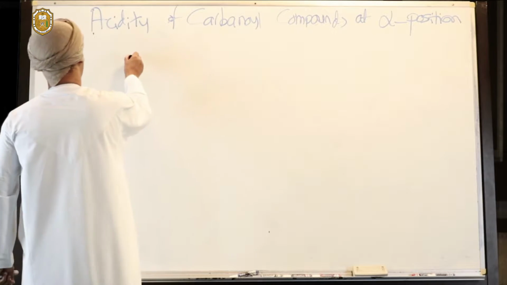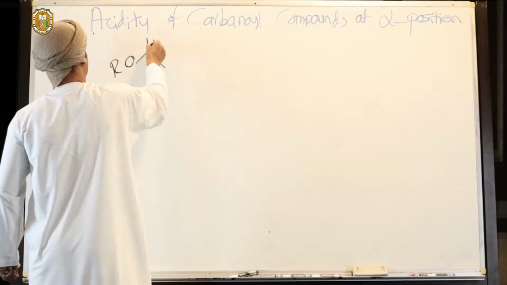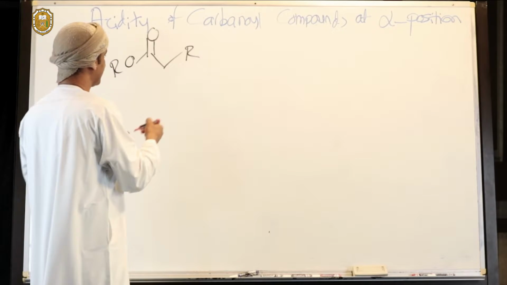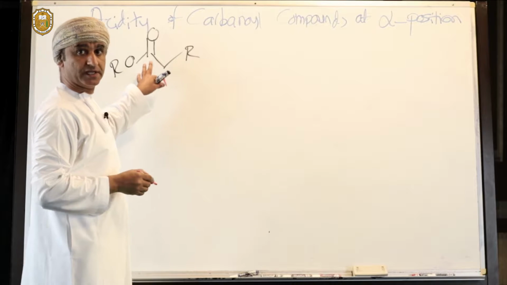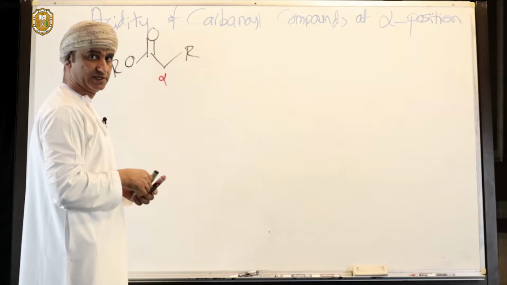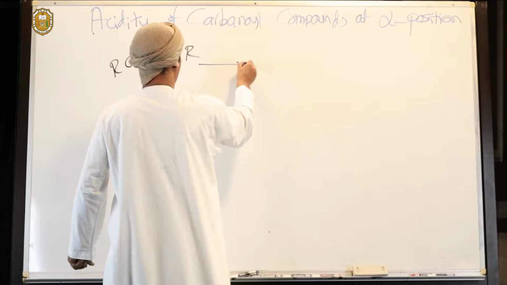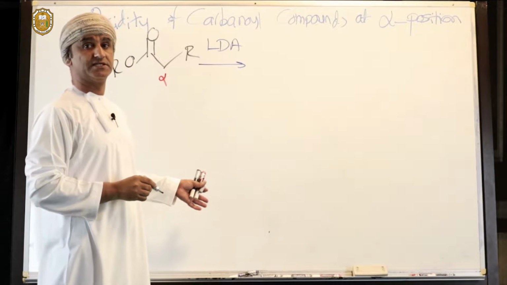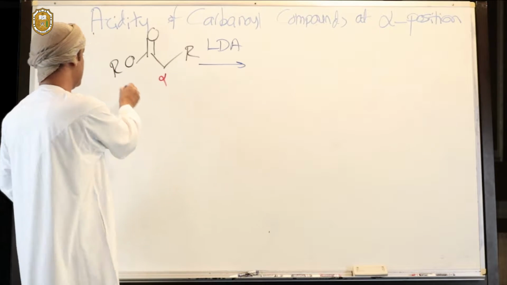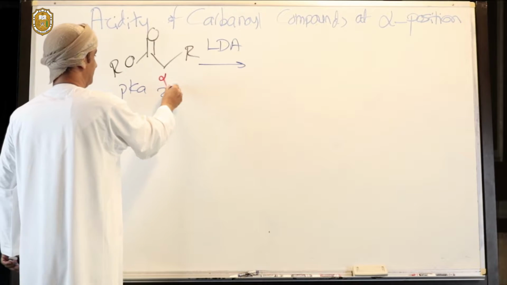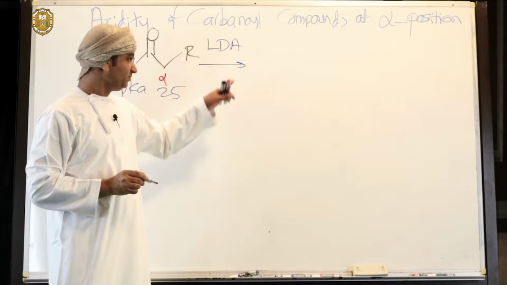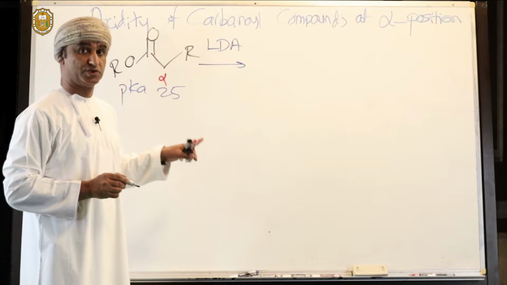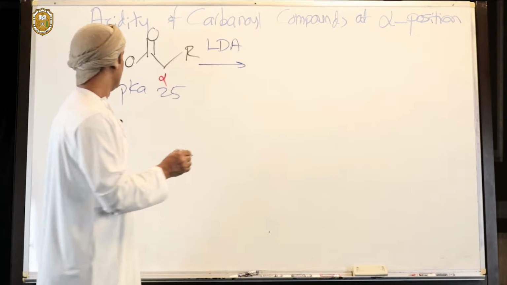Let's draw the structure for esters again. So something like that is a general structure for esters. And remember, this is the alpha position. If the ester is deprotonated with a suitable base, such as LDA, and of course LDA is a suitable base because it comes from an acid whose pKa is higher than 25. The pKa here is 25 for esters. So any base that comes from an acid whose pKa is higher than 25 is suitable to deprotonate esters at the alpha position.